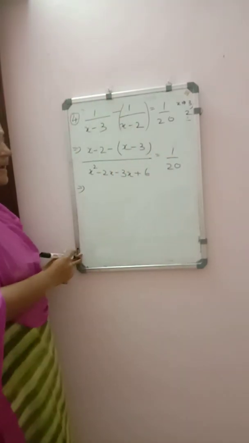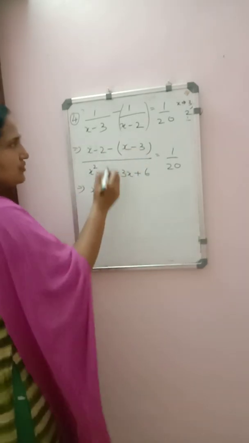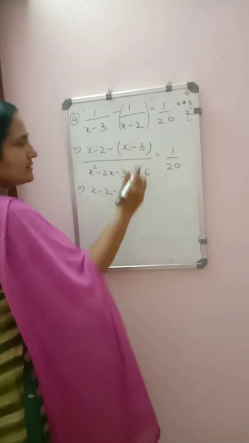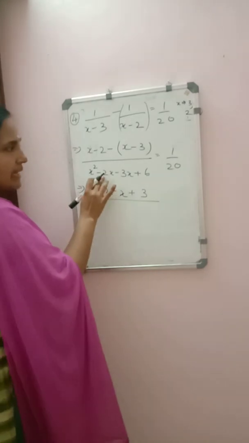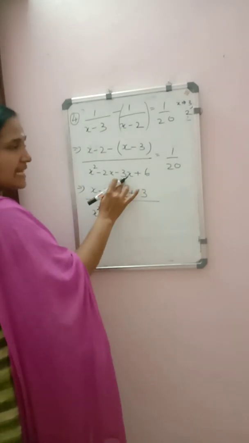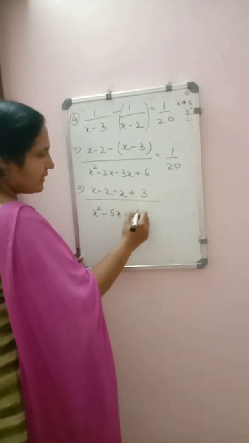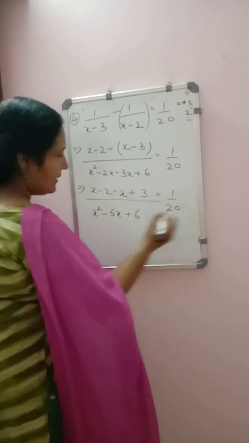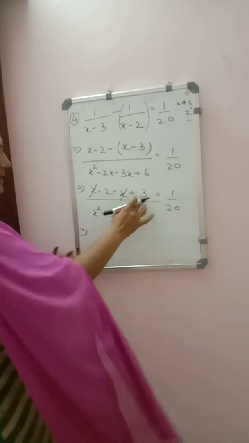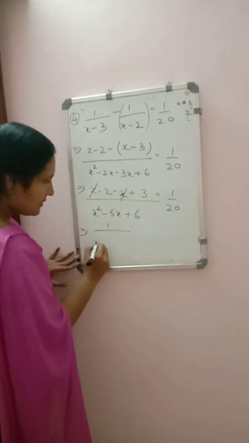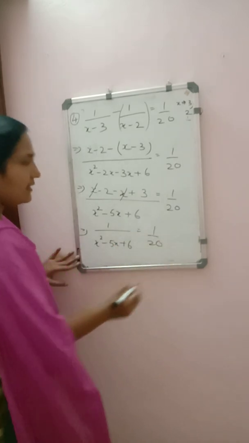Now we will open the bracket here. So the negative sign will get multiplied inside. x minus 2 minus x, minus into minus plus, x square minus 2 minus 3. When both the numbers are negative, we are doing the addition, but the sign will be negative. Minus 5x plus 6 is equal to 1 by 20. x and minus x will get cancelled. 3 minus 2 is equal to 1. Equals x square minus 5x plus 6 is equal to 1 by 20.